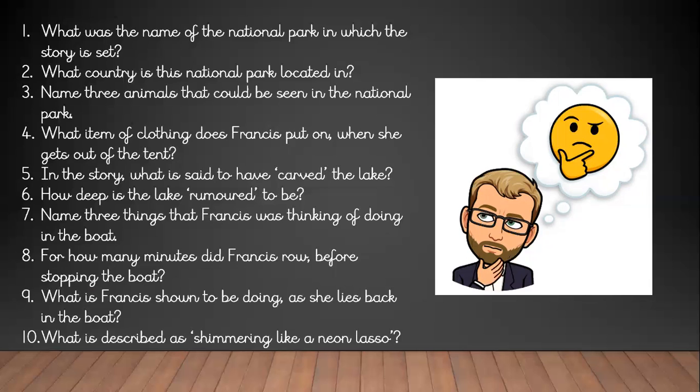Question 3. Name 3 animals that can be seen in the national park. Now, I know it says that can be seen, but you don't actually see them. But you are told 3 animals that can be seen when you're there, so listen out for that one. Question 4. What item of clothing does Frances put on when she gets out of the tent? That one is a visual clue, so you're going to need to look for that one rather than listening out for it. Question 5.